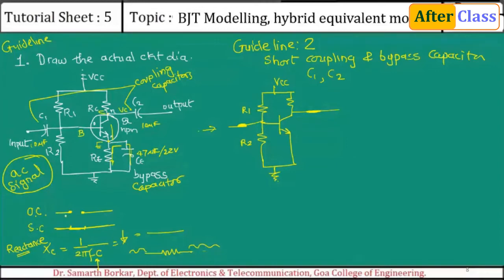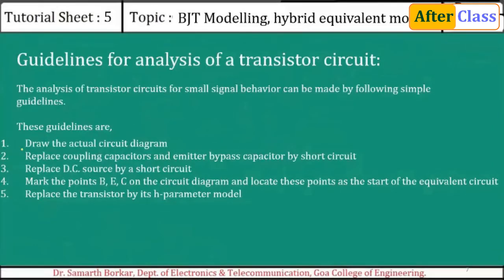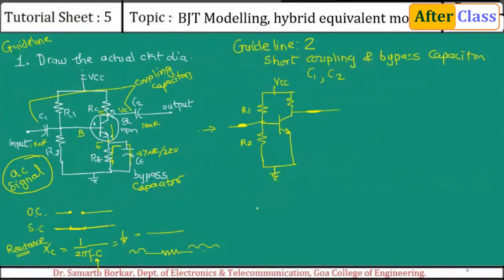What was the next point? This we have done: draw the actual circuit diagram. The second part is also done. The third part is replace the DC source by a short circuit. Now, all the DC, we are drawing the AC equivalent circuit, so all these DC voltages should be connected to ground. So VCC has to be connected to ground. So what I am doing here is redrawing the structure.